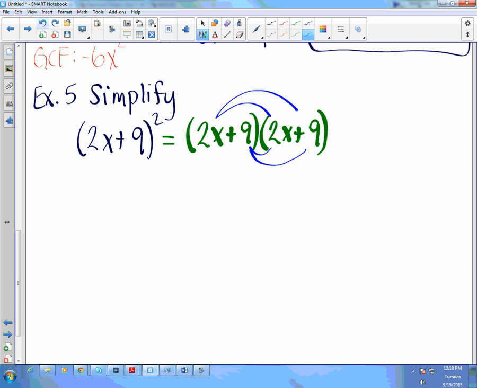Then 2x times 2x, x times x, x squared. 2x times 9 is 18x. When you add those together, you should have a trinomial.